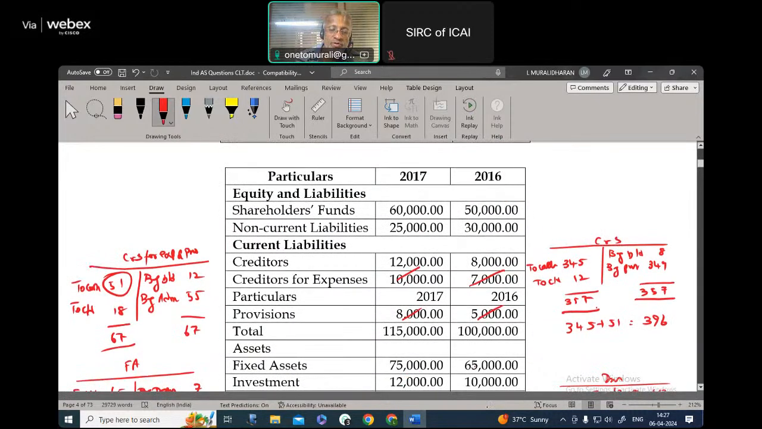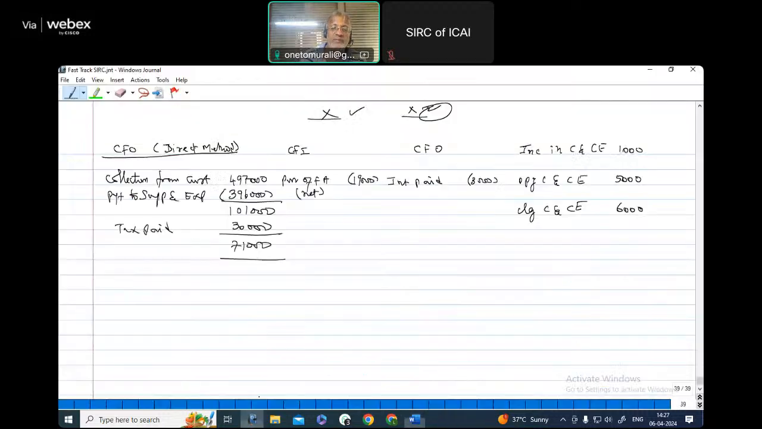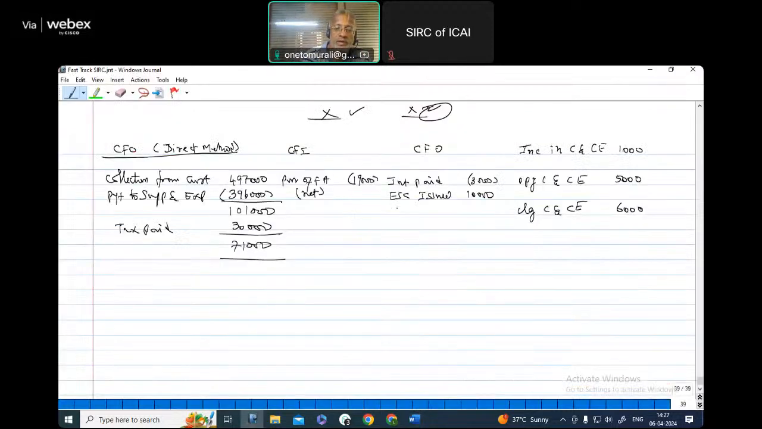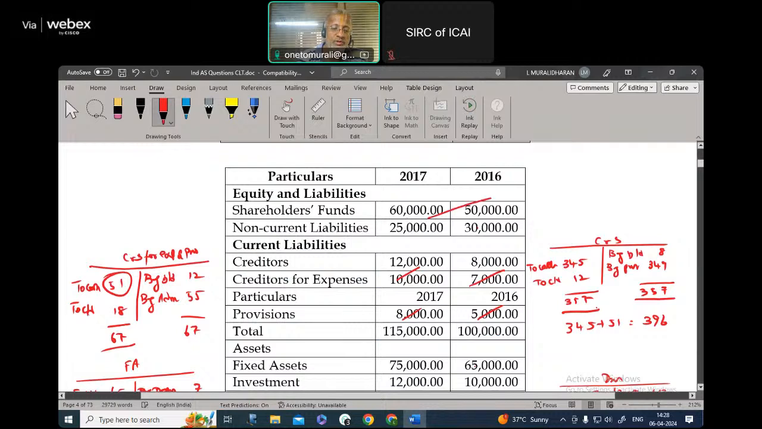Shareholders' funds to the extent of 10,000 increase, equity share capital issue, 10,000. Non-current liabilities. So that means there was some repayment of loan to the extent of 5,000. Repayment of non-current liability to the extent of 5,000 involving outflow. So this is over. This is also over.